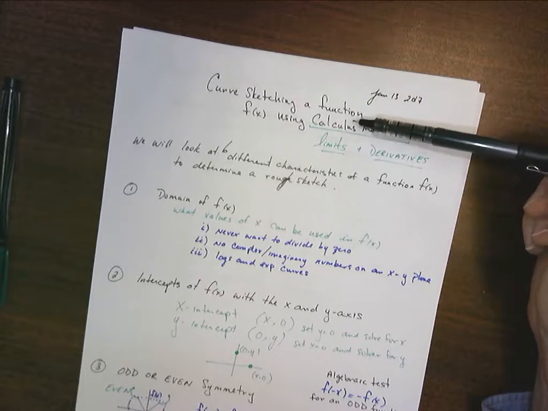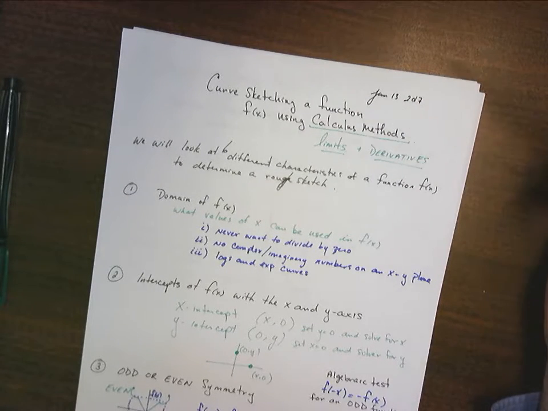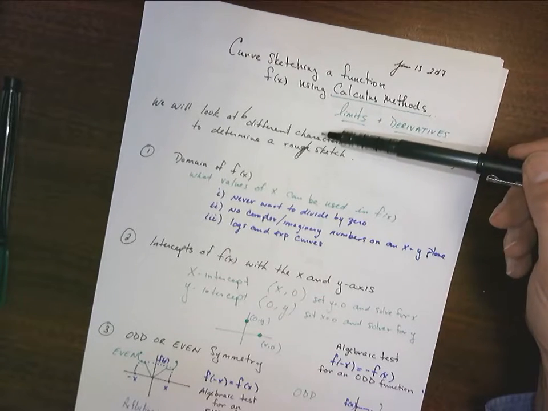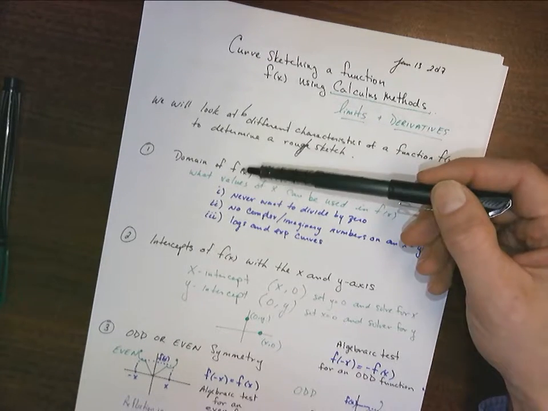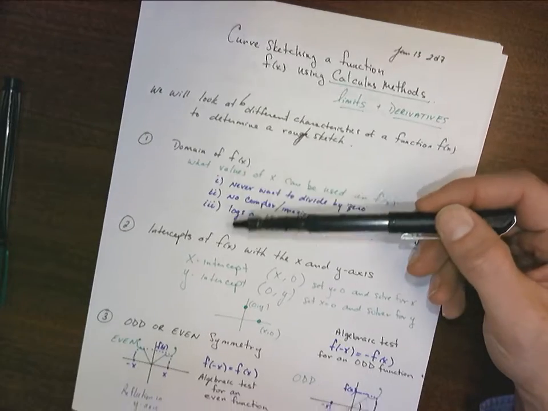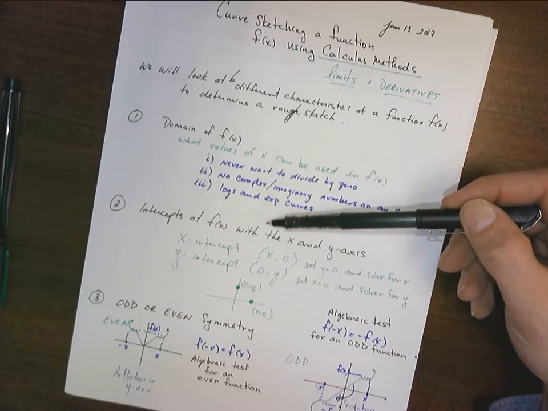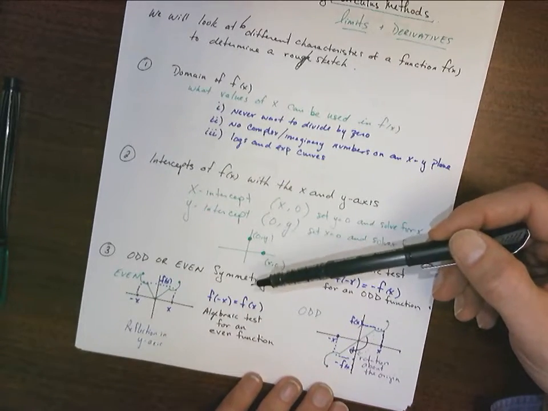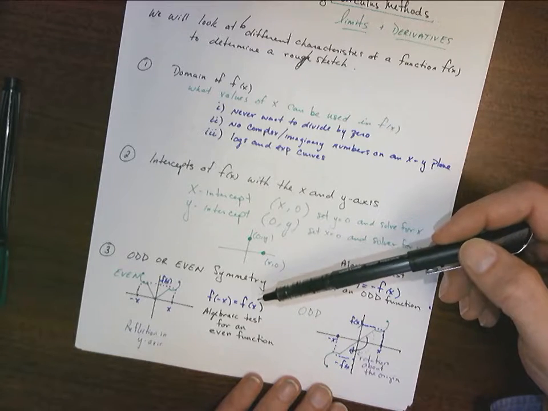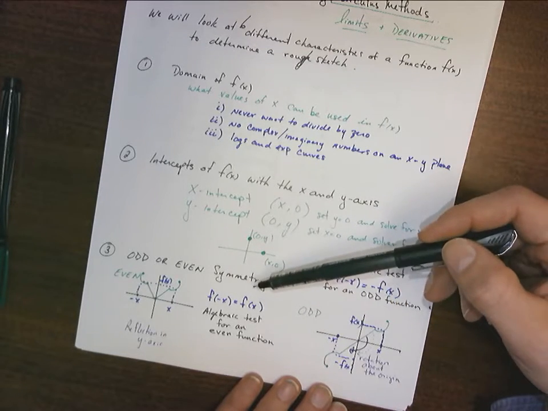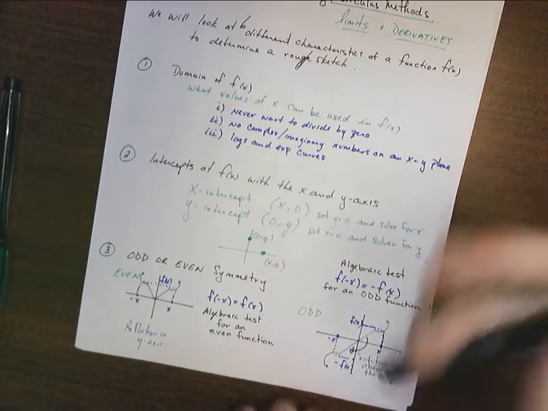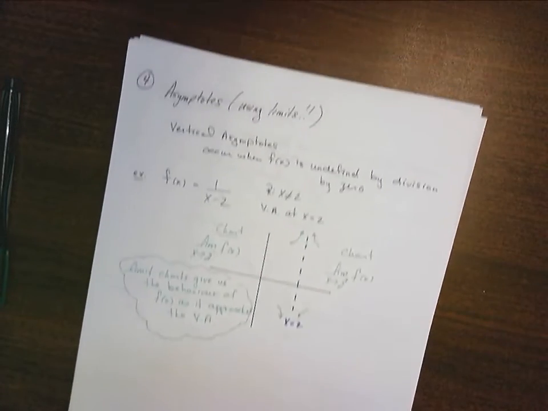We've started our new unit of curve sketching a function using calculus methods. There's 6 different characteristics we're going to start looking at. We're going to look at the domain of f of x. We're going to look at intercepts of f of x. We're going to look at whether or not the curve f of x is even or odd or neither of those two. We're going to be taking a look at asymptotes.